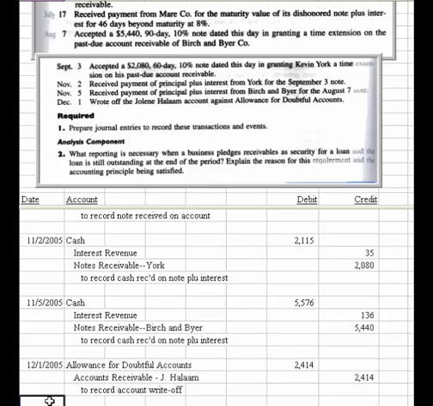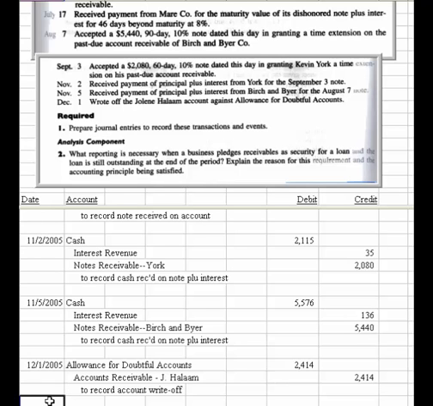Now, let's take a look at the requirements for Part 2. What reporting is necessary when a business pledges receivables as security for a loan, and the loan is still outstanding at the end of the period? Explain the reason for this requirement and the accounting principles being satisfied.